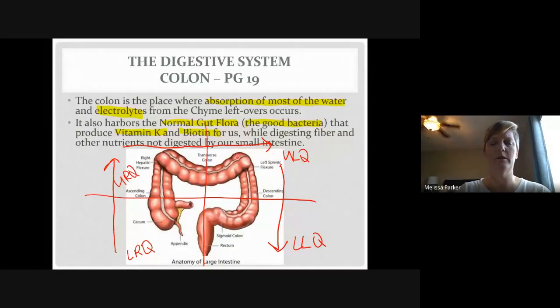Then our transverse colon. Then our left splenic flexure. And then right here where it looks like a little S, that's our sigmoid colon. And then this is the rectum. And then this is our anal sphincter where stool exits the body. So we have an internal sphincter inside of our anus and we have an external sphincter. The internal sphincter we cannot control, but we can control the outer sphincter. And the reason I'm sharing this with you is because if we're putting in suppositories, we have to push the suppository past the internal sphincter. Okay.